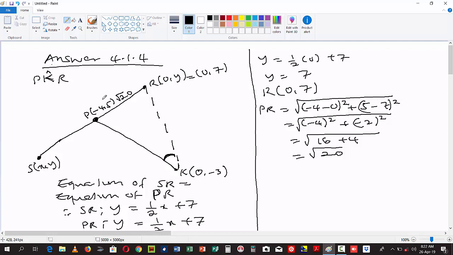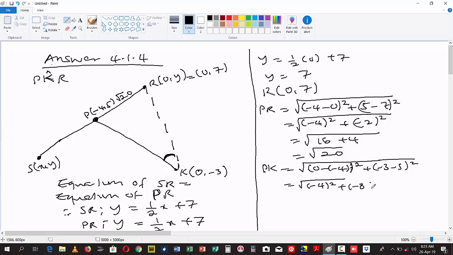So, let us now determine our PK. Our PK is equal to the square root of (0 minus -4) squared plus (-3 minus 5) squared. This is going to give us the square root of (-4) squared plus (-8) squared. This is 16 plus 64, the same thing as the square root of 80. So PK is the square root of 80.